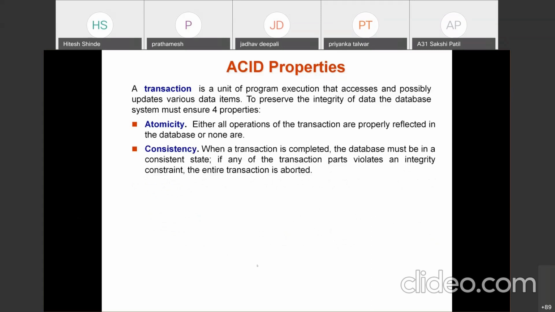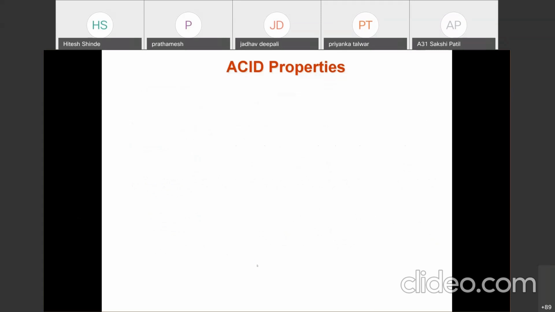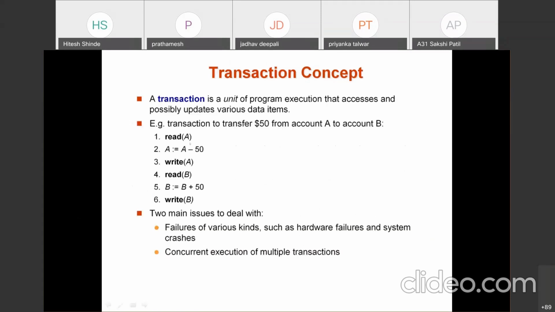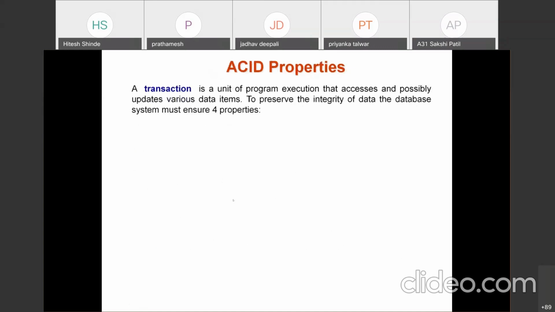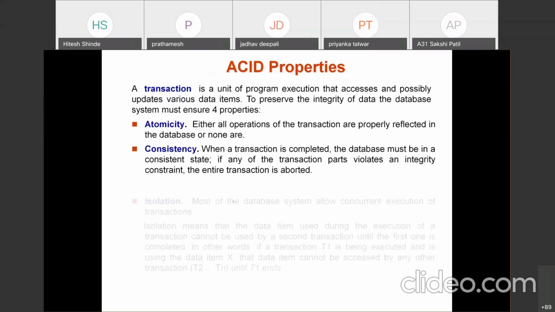Means what? See here, in the previous example, what is the addition of A plus B before the execution? 3000. And after the transaction completed successfully, what is the addition of A plus B? 3000. Means in that case we can say data consistency is there. Prior to the transaction, whatever the state, it remains consistent after the execution of the transaction.